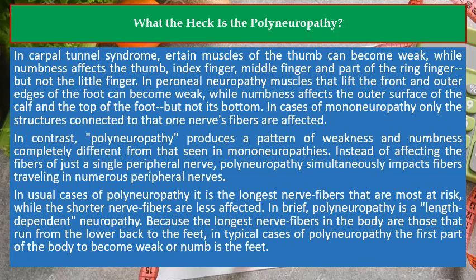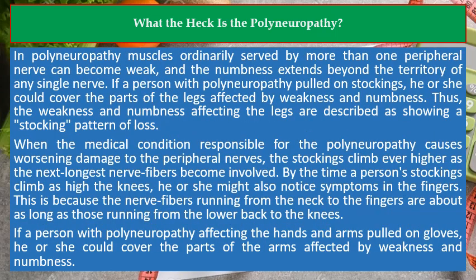Because the longest nerve fibers in the body are those that run from the lower back to the feet, in typical cases of polyneuropathy, the first part of the body to become weak or numb is the feet. In polyneuropathy, muscles ordinarily served by more than one peripheral nerve can become weak, and the numbness extends beyond the territory of any single nerve.